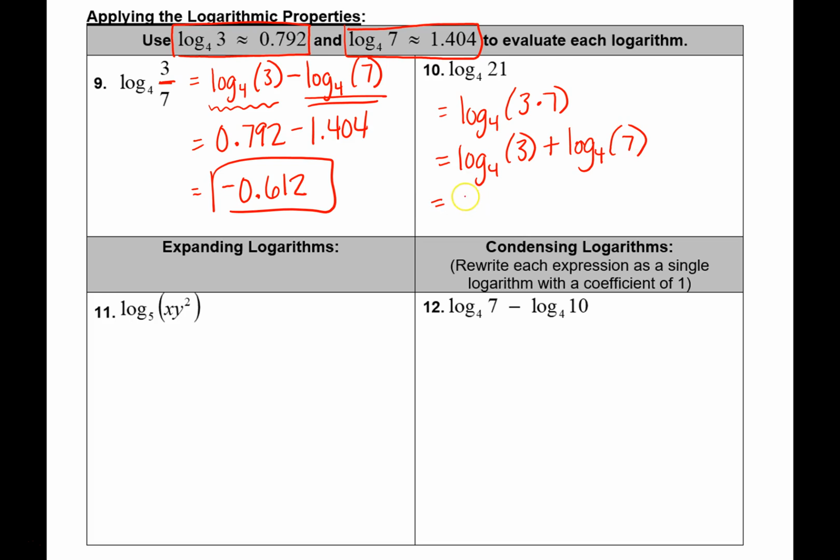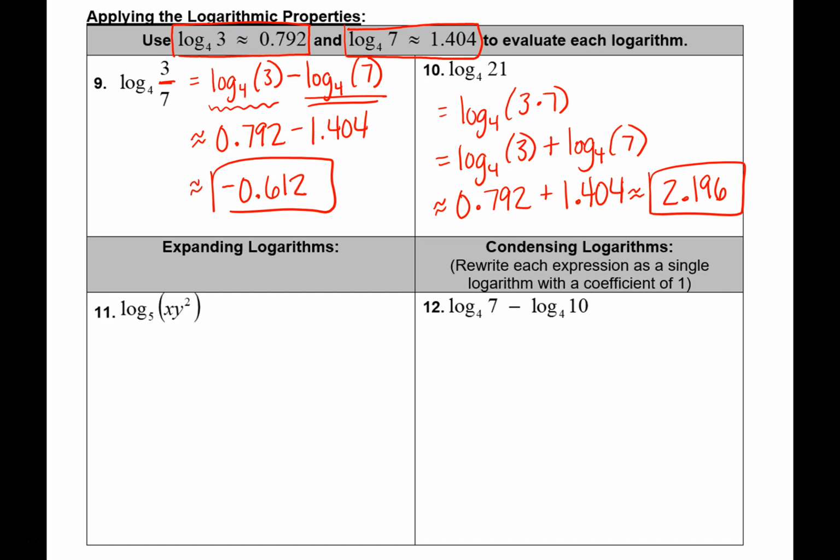Log base 4 of 3 is 0.792, and log base 4 of 7 is that 1.404. And then I can do that basic addition to get 2.196. And that is my approximate value for log base 4 of 21. And I guess technically here, if we want to get real picky, we should say that this is an approximation here, and because we did that substitution there, that's an approximation as well. So we'll be picky today.